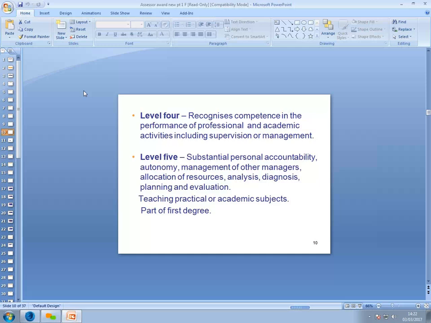So you've got level 5 and 6 would be bachelor's, then you've got level 7 and 8, which would take you to masters. And that is the top level. Not in the UK, in England and Wales. Scotland have a slightly different set, but we won't go into those at this stage.